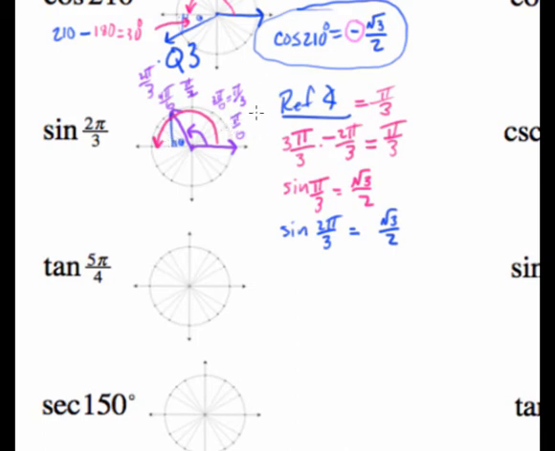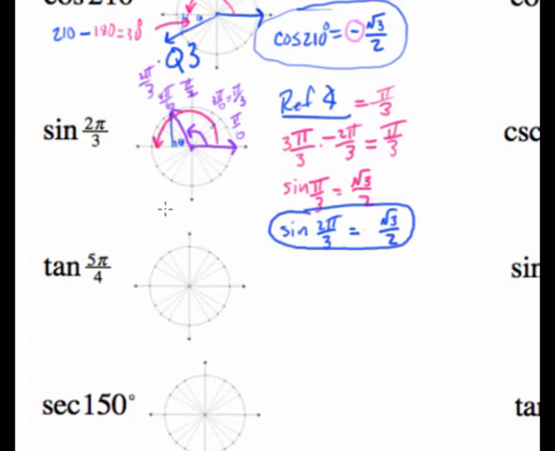Now, we just have to worry about the sign of the sine, the SIGN. So recall that the sine is positive in the first and the second quadrant, so our answer is positive square root of 3 over 2. So that literally is our answer for that one right there.